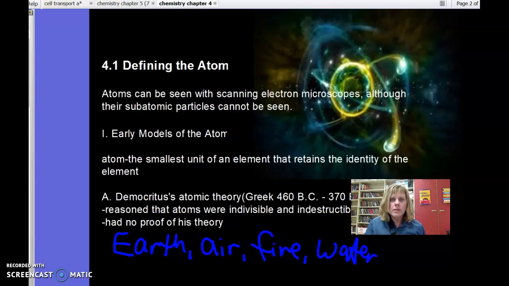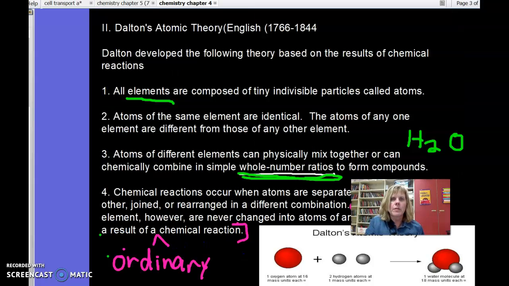Then Democritus, that ancient Greek who said, hey, I think everything's made up of these little particles. We call them earth, air, fire, and water, and in different proportions they make up all the different things in the known world. Of course, you should know what an atom is.